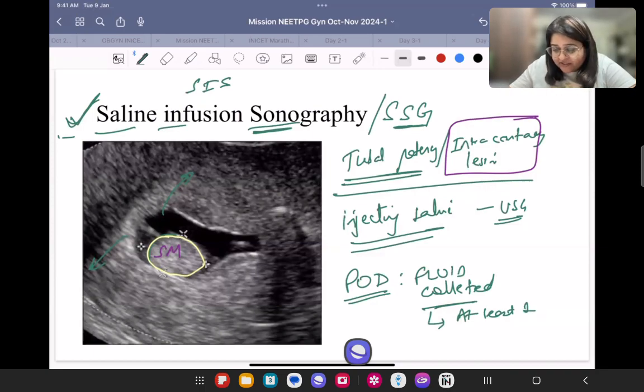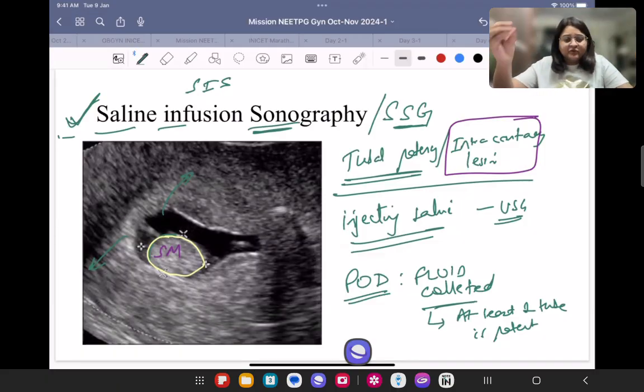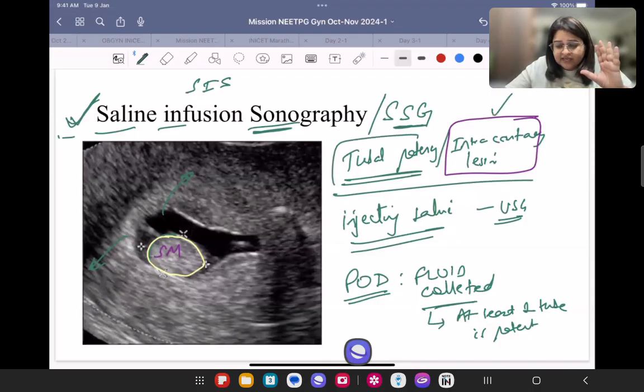So in an SSG, the disadvantage is that you usually don't see the fluid going through the tube. Sometimes you can see, but not necessarily. But once the fluid is seen in the pouch of Douglas, you know कि fluid कहीं से तो आया है. At least एक tube हमारा patent है. ठीक है. So SIS or SSG is a good test for both intracavitary lesions and looking at tubal patency. ठीक है, clear? So this can come as an image-based question.